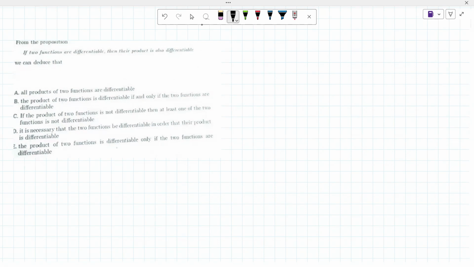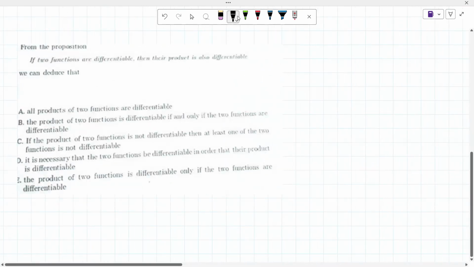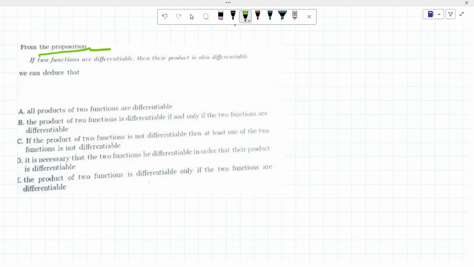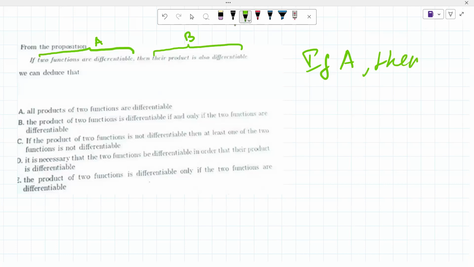Now I'm a little bit lazy, I don't want to rewrite it here. I will just note it here. If two functions are differentiable, I will denote it with A. And their product is also differentiable, it means the product of two functions is also differentiable. It will be B. So now we have if A, then B.